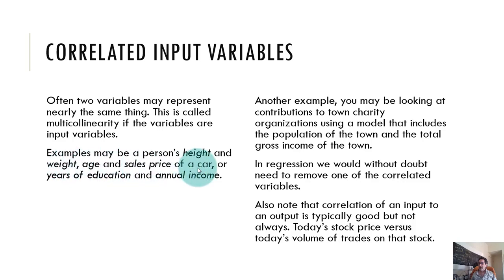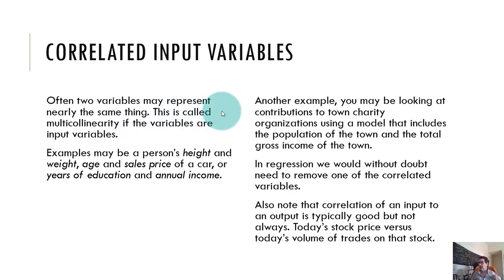Age and sales price of a car. So if a car is older, of course, the price will go down. And there's probably a pretty strong correlation between these two. Years of education and annual income. There's probably a pretty strong correlation between those two. And if these are input variables in our model, then this could be a case of multicollinearity. Now, multicollinearity is a problem for regression. It's not necessarily a problem for most of the other machine learning algorithms.